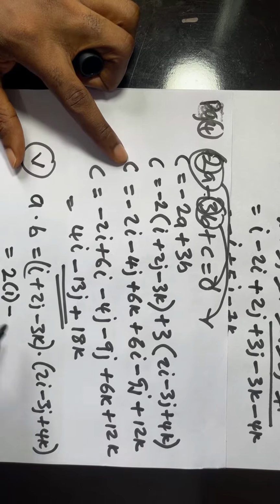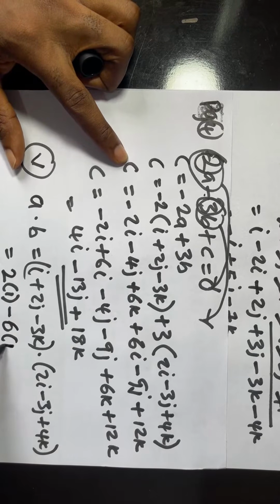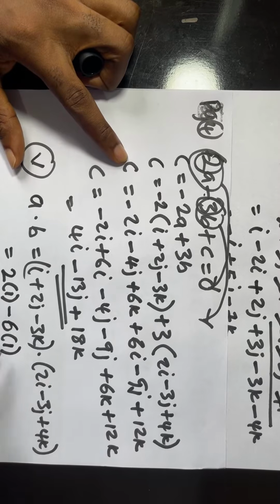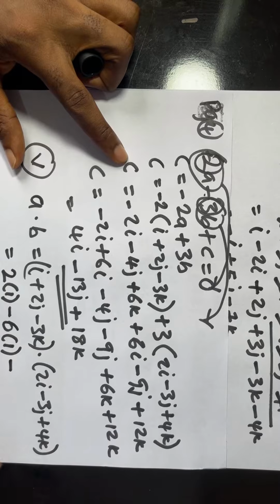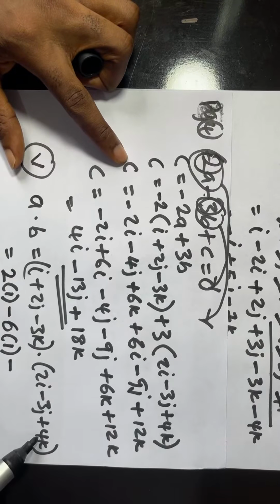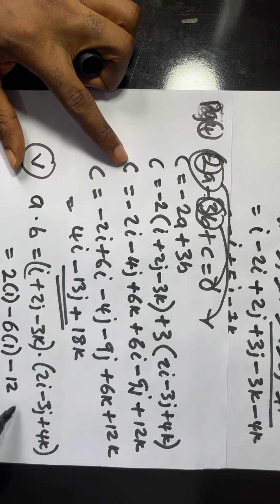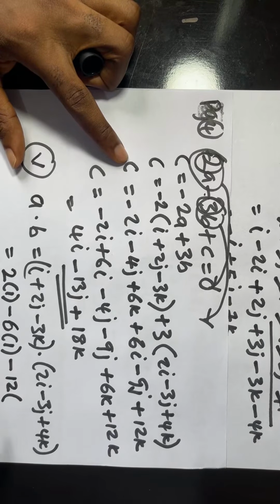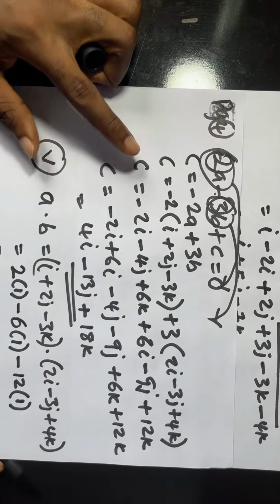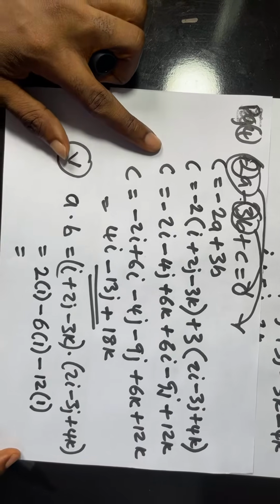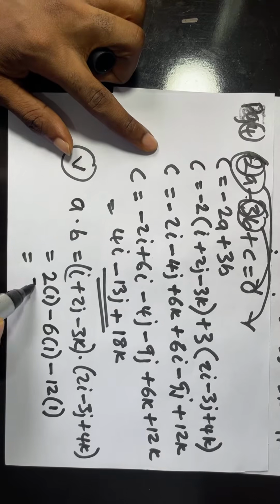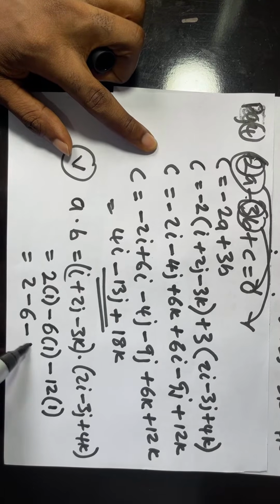2J dot 3J. So this will be 6. J dot J will be 1 from our rule. Don't forget. Minus times plus here will give us minus 3 dot 4, 12. Bracket open. K dot K, 1, bracket close. You see that the dot product is always looking so sweet. So therefore, 2 minus 6 minus 12.